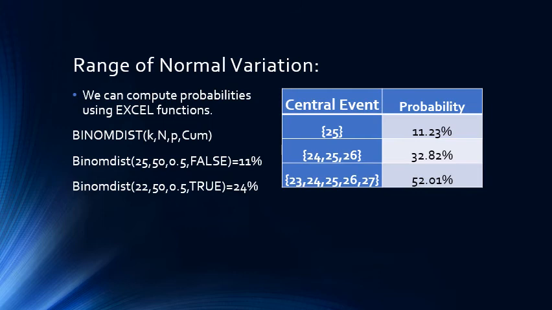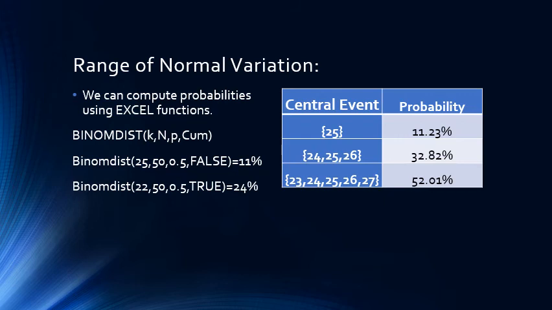If I look at 22, this is the first point at which we get about 24% probability. It means that if you add up all of the probabilities of the outcomes 0, 1, 2, 3, 4, 5, all the way up to 22, and this is what the true is telling us, that this is the cumulative distribution, you get 24%. That means that 22 is the first quartile of the binomial distribution.